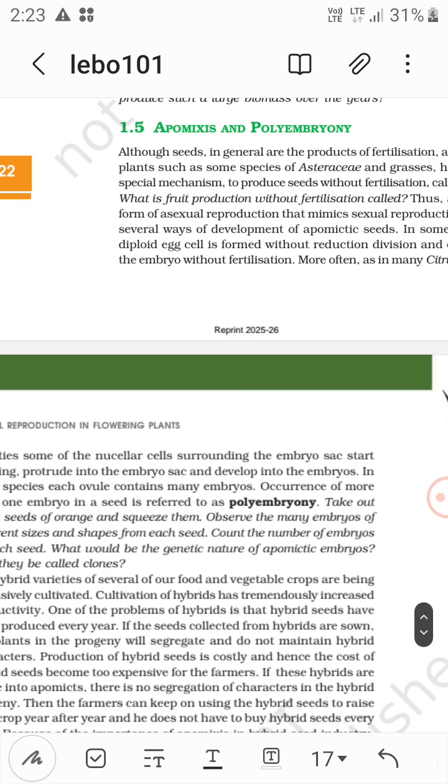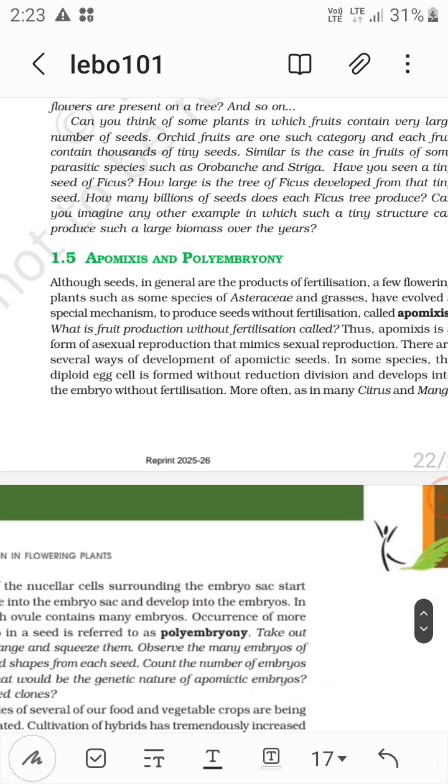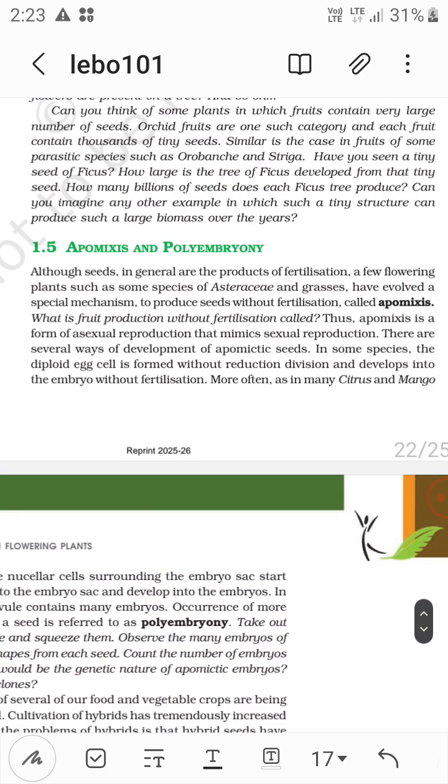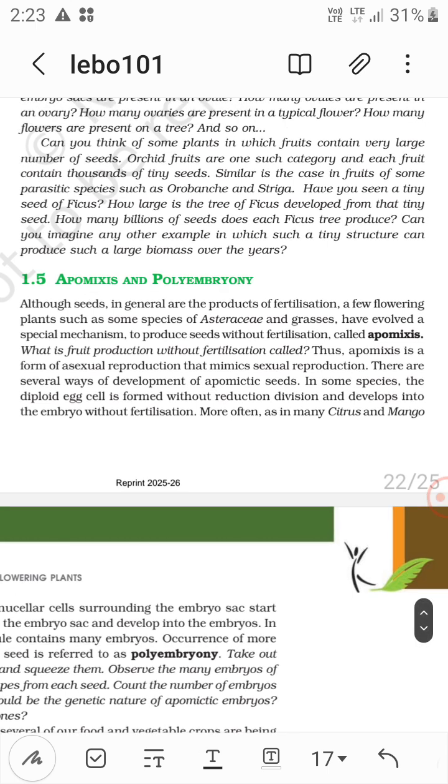Right. Now the apomixis and polyembryony. Although seeds in general are the products of fertilization, a few flowering plants such as some species of Asteraceae and grasses have evolved a special mechanism to produce seeds without fertilization, called apomixis.